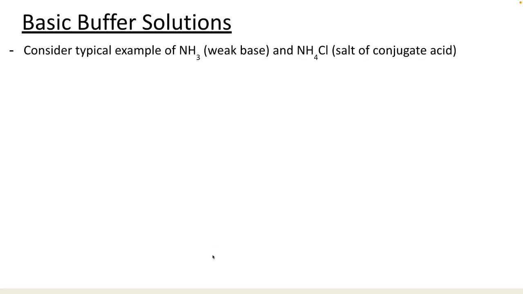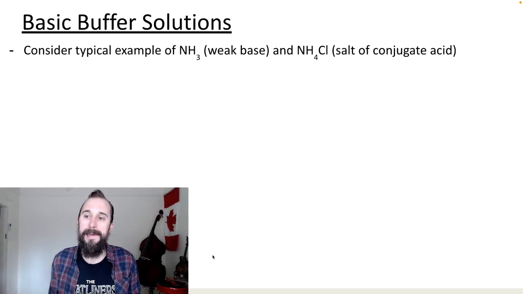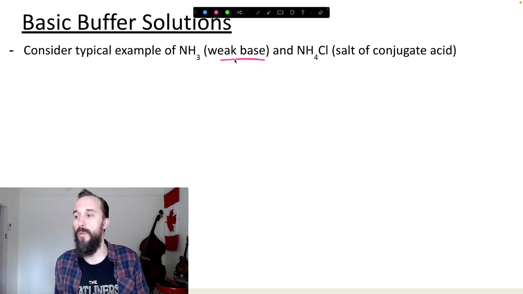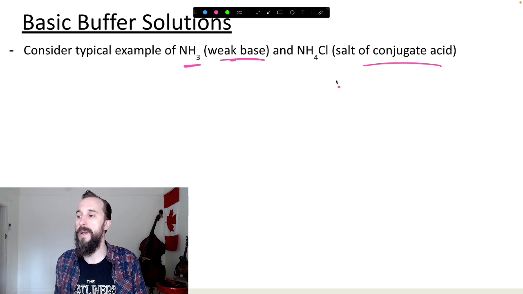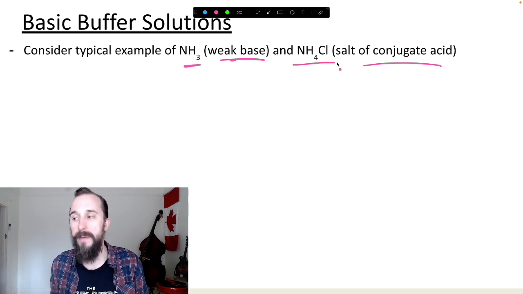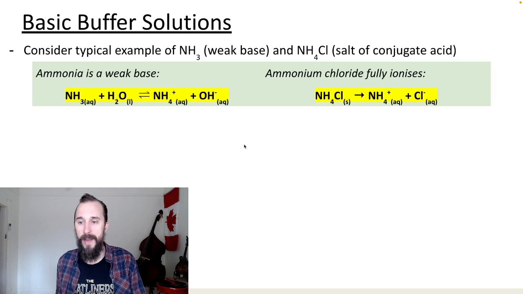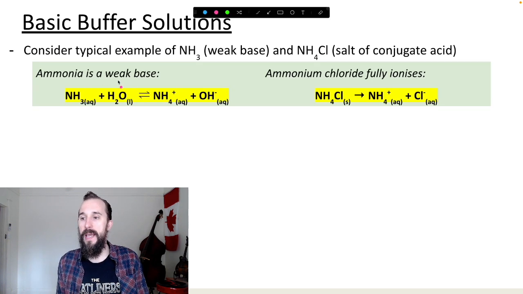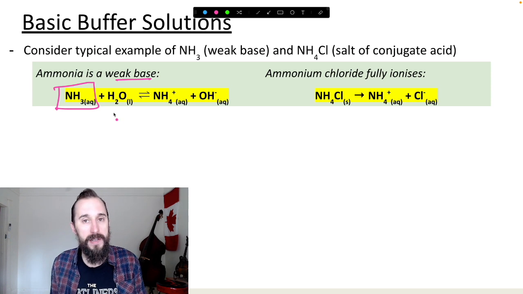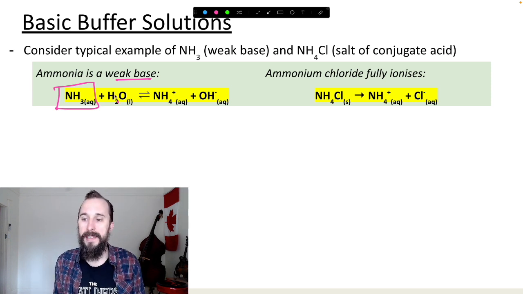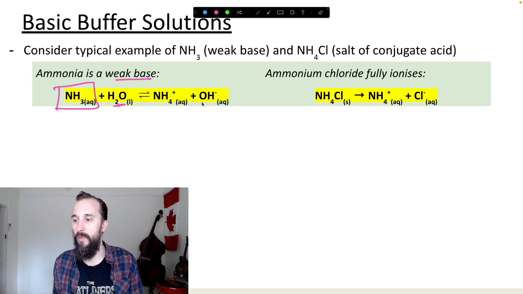All right, let's consider our basic buffer solutions now. And we'll do that by talking about another common example. In this instance, it is the weak base and the salt of its conjugate acid. So the weak base ammonia, and let's think of ammonium chloride. Let's look at these two equations again. So ammonia is a weak base. So we have the ammonia and we put it into the water, and it's able to accept the proton from water and form the hydroxide ions.